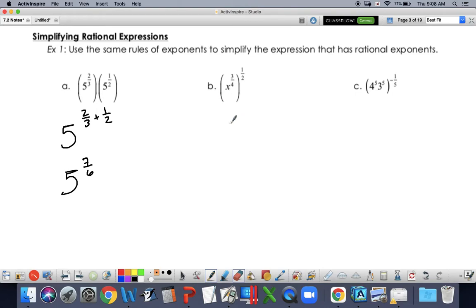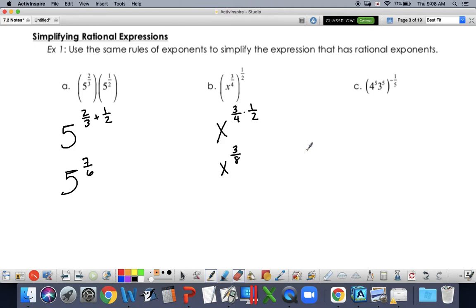I'm going to start introducing some variables, so we're not always working with numbers as we work through these. I have a power raised to another power, so I keep the base and multiply my exponents. So I get x to the 3/8 power.